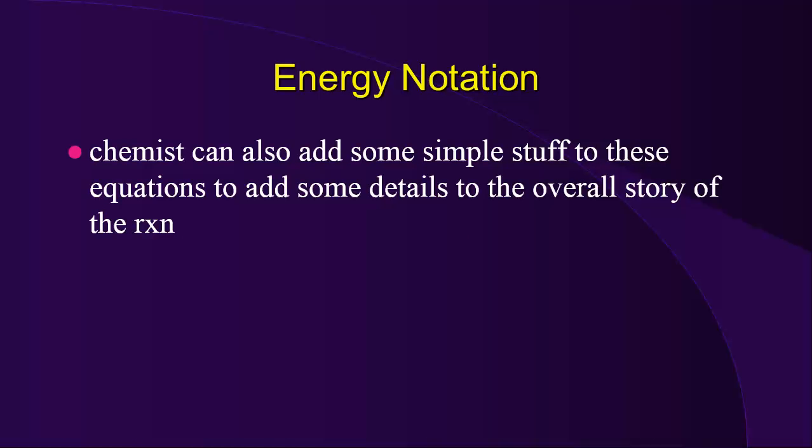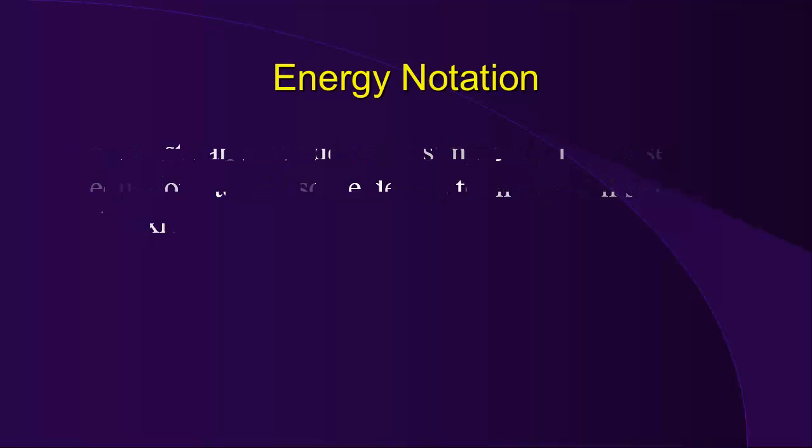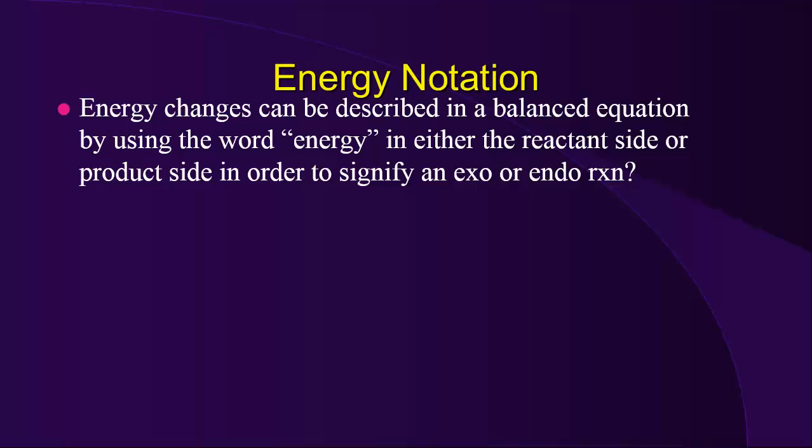Balanced equations can tell us certain things. A balanced equation can tell you whether something is exothermic or endothermic. How? Well, chemists can add the term energy, or just E, to the reactant side or the product side in order to denote whether something is exothermic or endothermic.